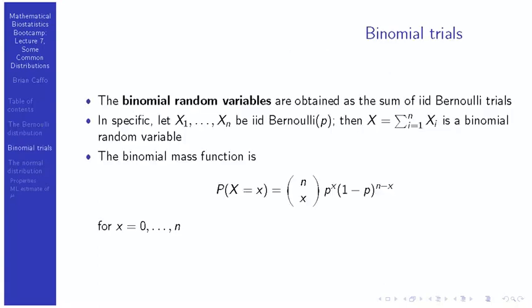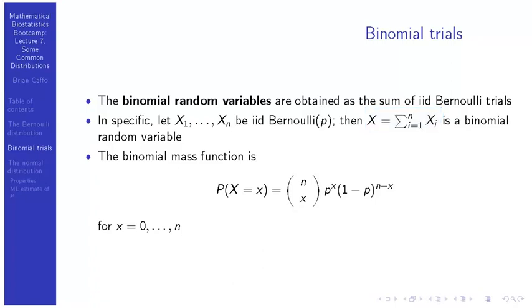Binomial random variables are nothing other than the sum of IID Bernoulli trials. We've seen that the key variable from a Bernoulli experiment is the number of heads. So why don't we just create a random variable that is the number of heads? So in specific, if x1 to xn are IID Bernoulli, then the random variable x, defined as the sum of the individual xi's, is a so-called binomial random variable.